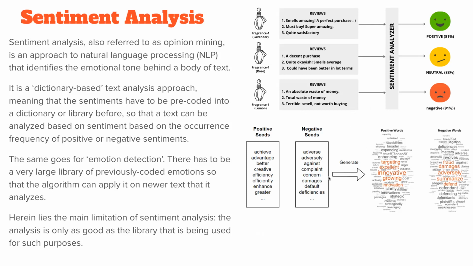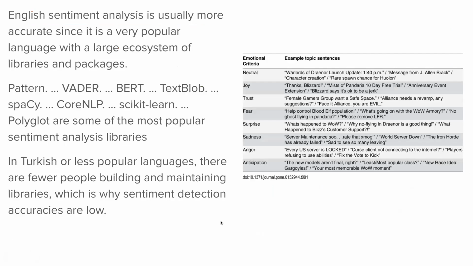So by using these dictionaries, algorithms can do sentiment analysis, or what we call emotion detection, which is simply just a statistical analysis of the occurrence of negative words or positive words that are previously coded in a text. So this is the main limitation of sentiment analysis. The analysis is only as good as the library that is being used for such purposes, which means that if you're going to do sentiment analysis or emotion detection, everything depends on the library through which you are going to do sentiment analysis.